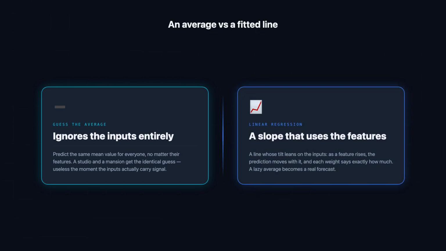Linear regression instead fits a line whose slope leans on the features. As square footage rises, the prediction rises with it, and each weight tells you precisely how much. That single tilt is what turns a lazy average into a genuine, input-aware forecast that adapts to every example you feed it.